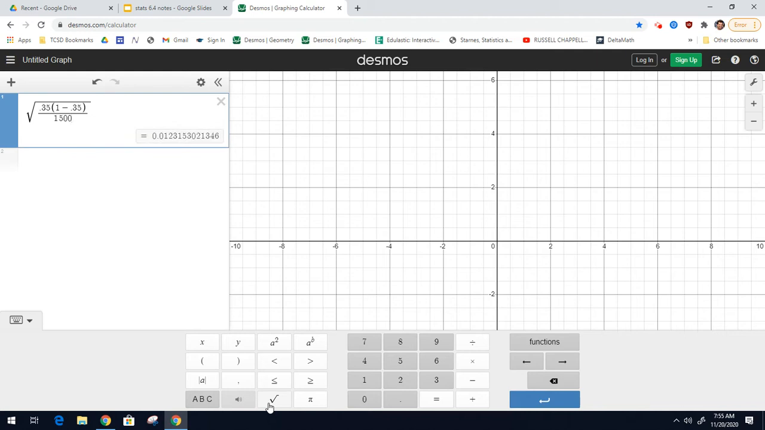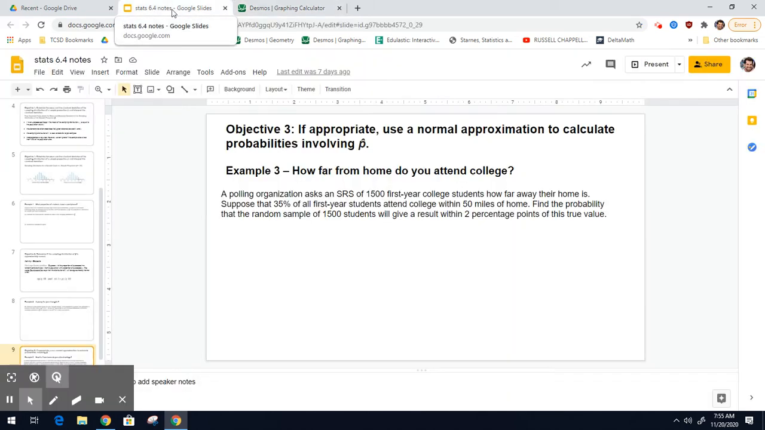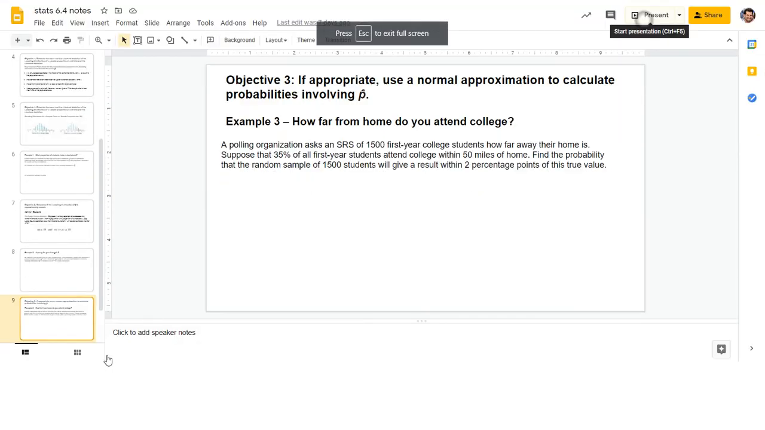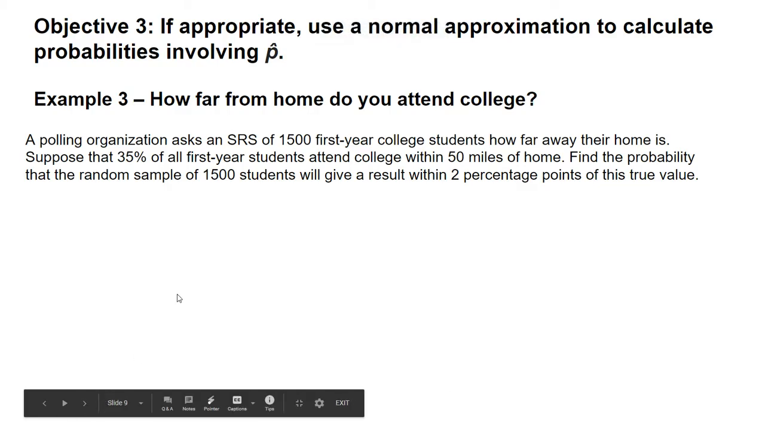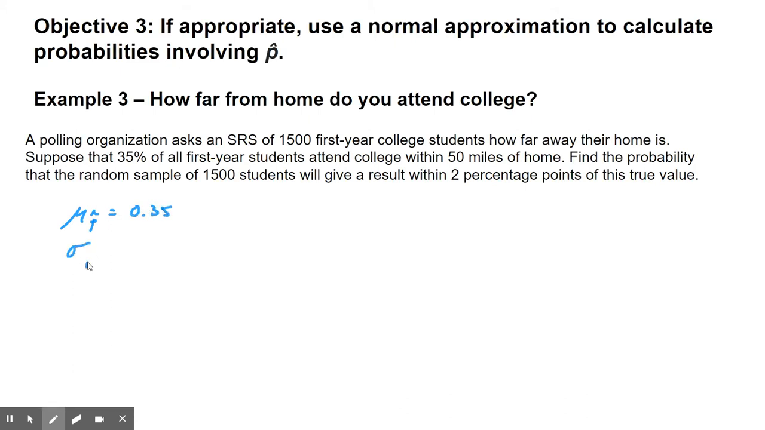And again, be smart when you do your rounding. It looks like what would be best is 0.0123. This 1 does not round the 3 up, so let's go 4 decimals: 0.0123. That's going to be our standard deviation for our sampling distribution. So if I come back here, my mean is still 0.35, and we just calculated our standard deviation to be 0.0123.